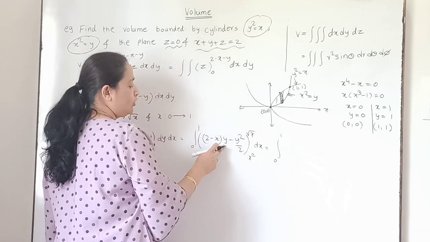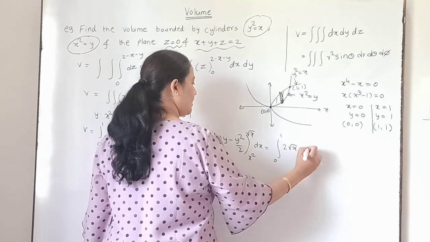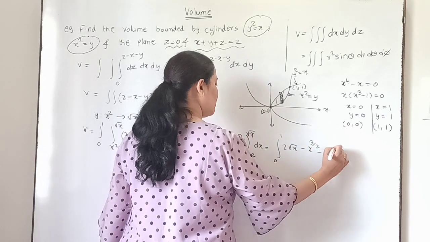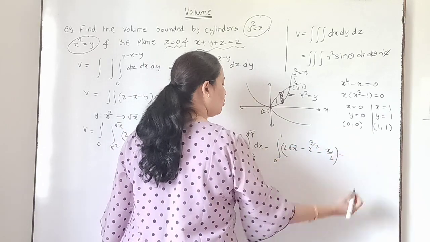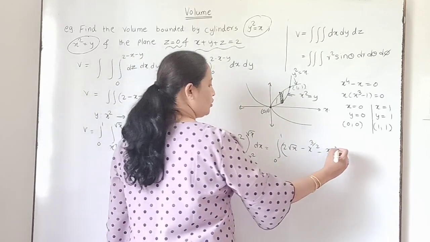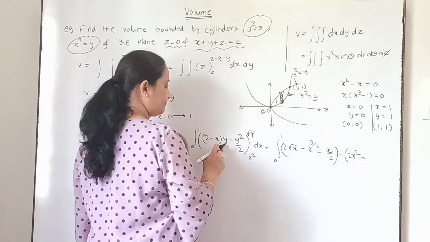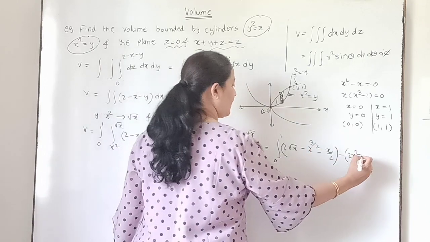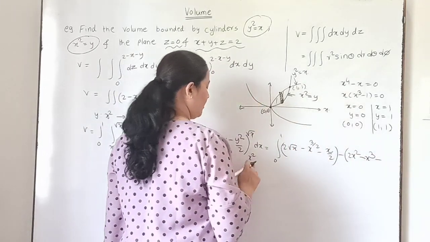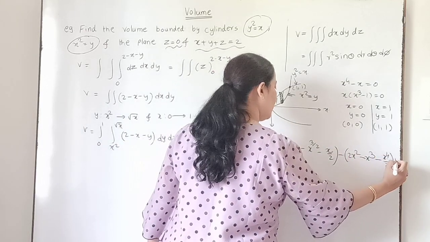If I put y equal to root x, you will get 2 root x minus x raised to 3 by 2 minus x by 2. This is the upper limit. Now we will apply the lower limit. The lower limit sign is minus. What is the lower limit here? x square. So you will get 2x square minus x square into x is x cube minus x square square, that is x raised to 4 upon 2 dx.